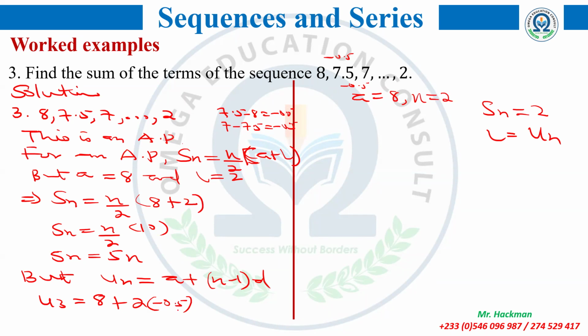Yes. Okay, so now let's go. Are you following? So 8 plus, so now U sub 3 is what? Is 7. Is that not it? So this implies that 7 will be equal to 8 minus half. So it will be 2 over, so it will give you minus 1.